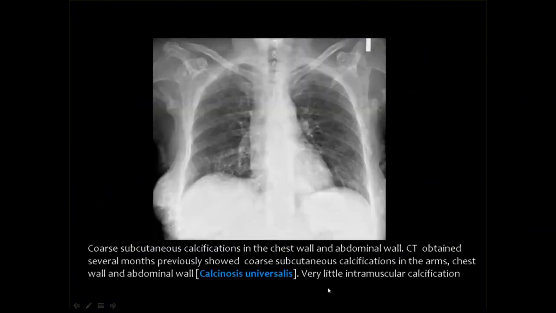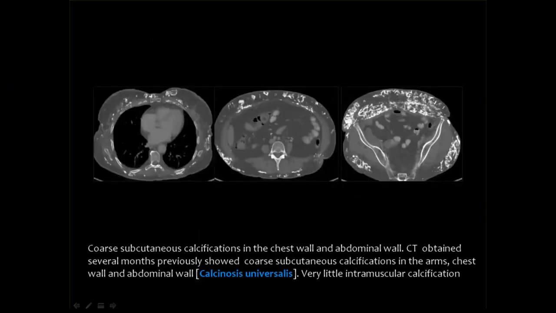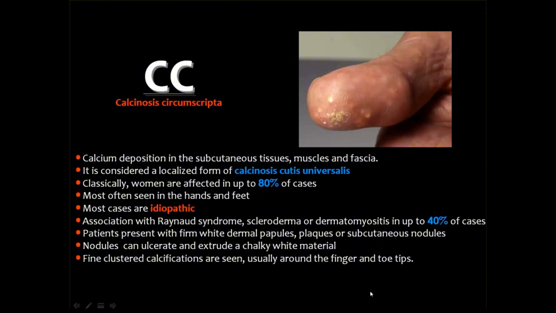And this is a good example where you see extensive subcutaneous soft tissue calcification in the chest wall, and also you can see the same changes in the muscles and the subcutaneous areas of the anterior abdominal wall and some of the posterior abdominal wall. Then what is calcinosis circumscripta?